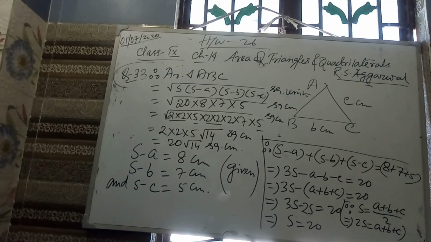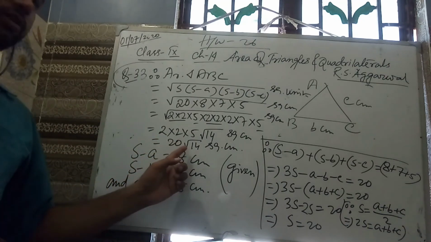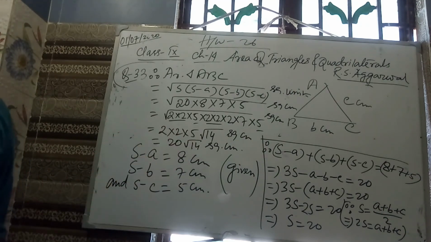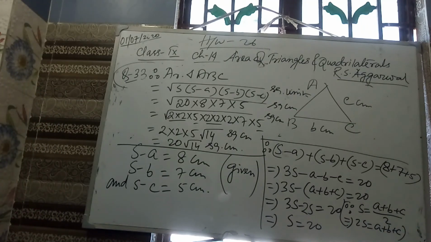If the answer is required in decimal, then you have to find the square root of 14. If the answer is in this format, then keep it as it is. Copy the sum. Next day this chapter will be finished. We need one more day.